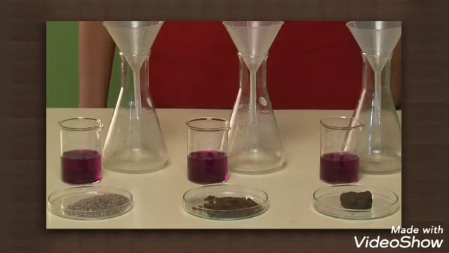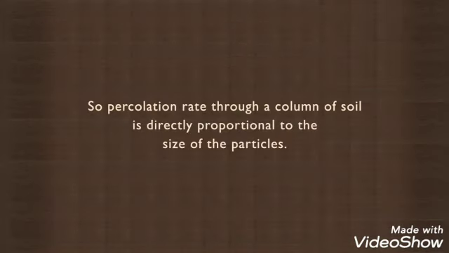If we observe the particle sizes of these samples, we see that the particle size of sand is biggest, followed by that of loam, and clay has the smallest size. So percolation rate through a column of soil is directly proportional to the size of the particles. A soil is a mixture of particles of different sizes. Collect 3 different samples of soil from 3 different places and compare percolation rate of water through them.